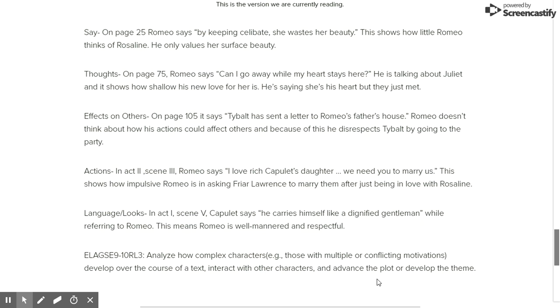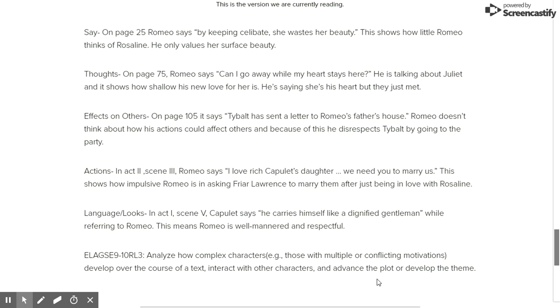E, effect on others. On page 105, it says, "Tybalt has sent a letter to Romeo's father's house." Romeo doesn't think about how his actions could affect others, and because of this, he disrespects Tybalt by going to the party. Notice I'm not just using adjectives to describe how this person's personality is. I'm explaining in more than just an adjective.